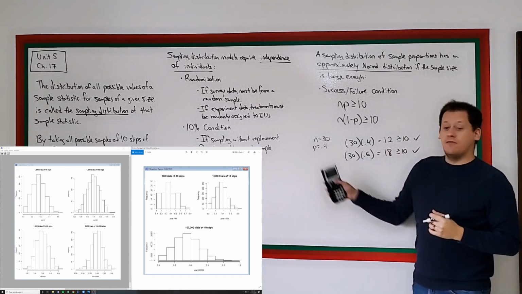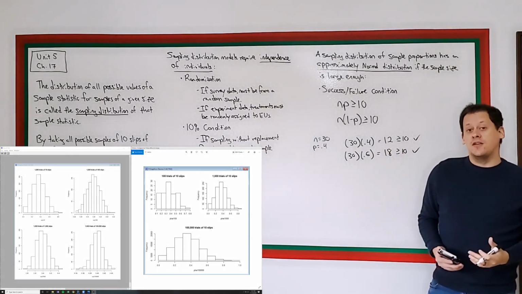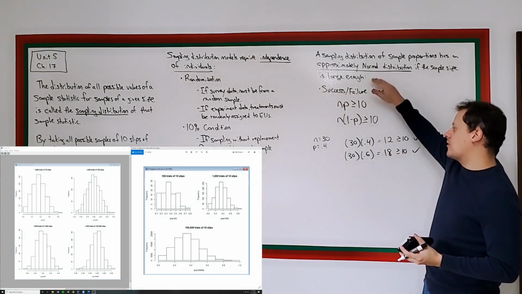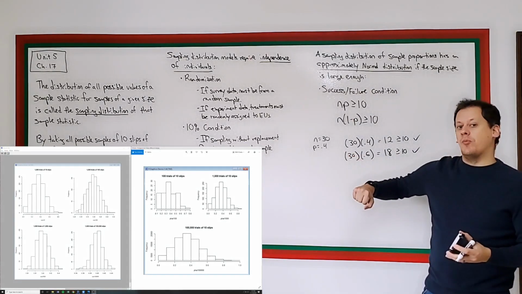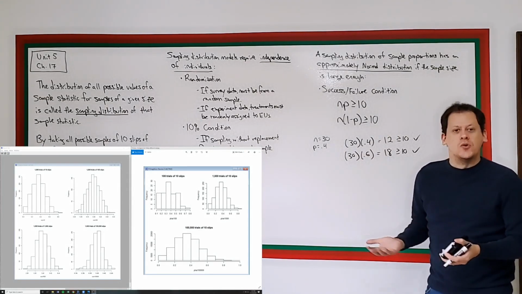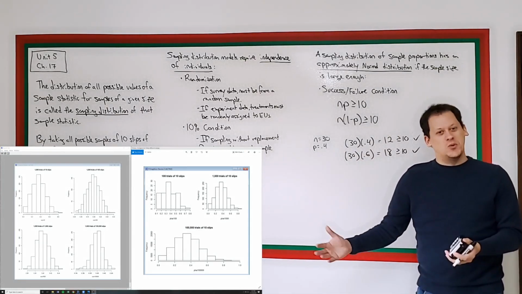So for this value of n and p, the success-failure condition is met, and if we wanted to, we could model the sampling distribution of sample proportions with an approximately normal model. We would use the normal model, but we would call it approximately normal.